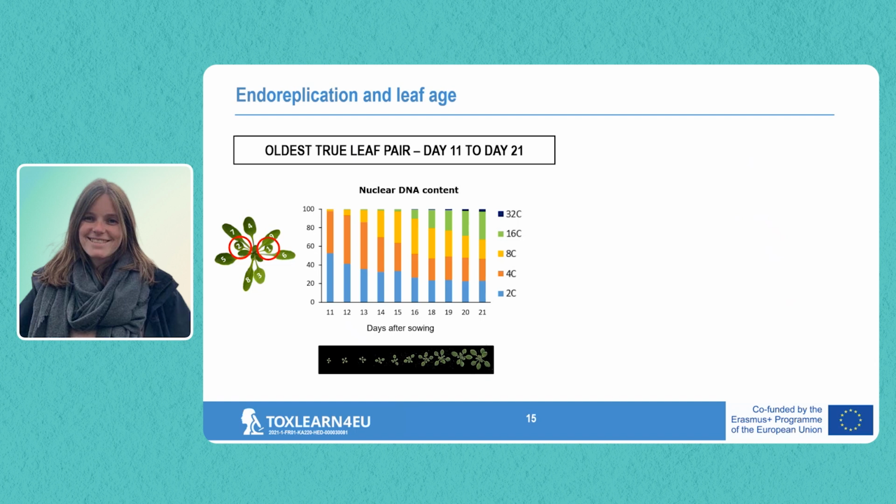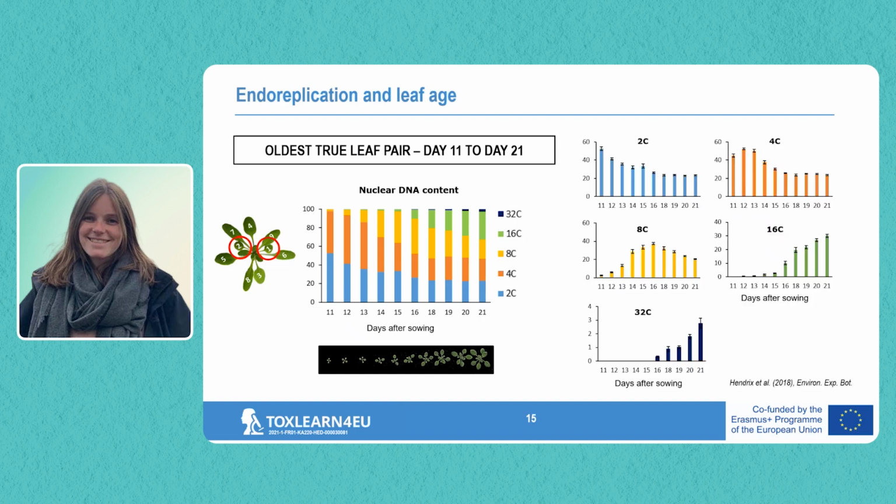And here you can see the percentages of cells corresponding to each ploidy level. So you can see that initially we mainly have 2 and 4C, a little bit of 8C, but then as the plants and also these leaves get older, the percentages of these lower ploidy levels start decreasing, and you get more and more of the cells with higher DNA content. We even reach up to 32C here.